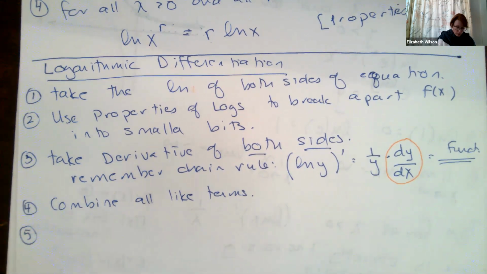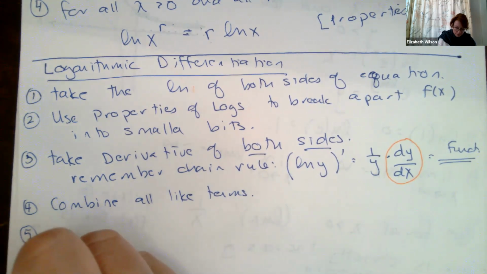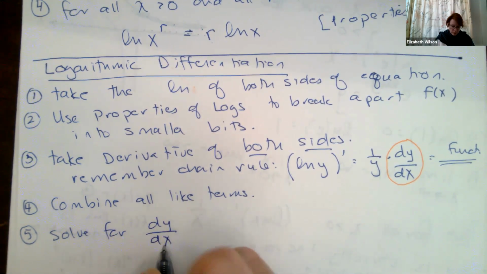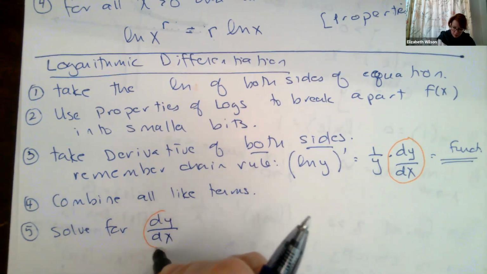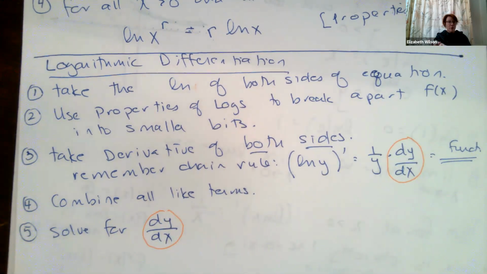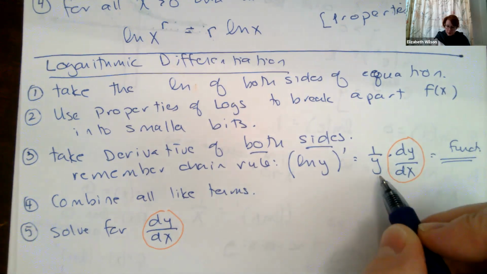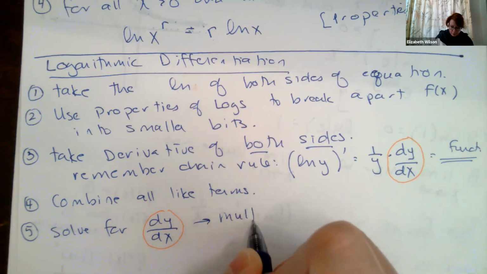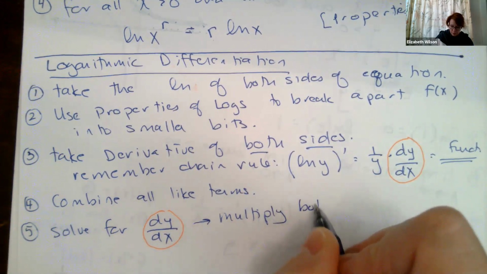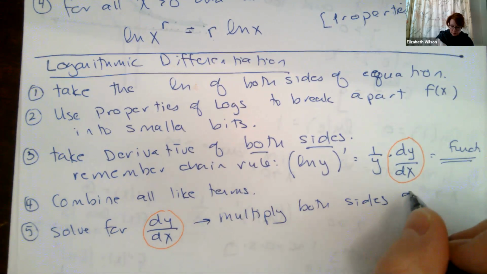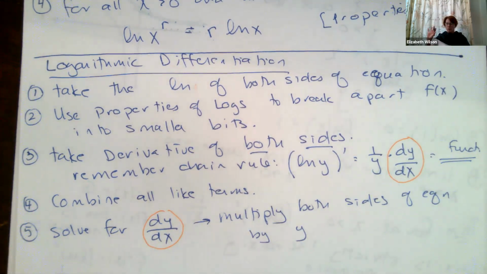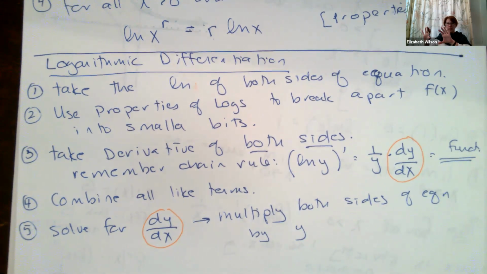Step 5, we're going to solve for dy dx. I'm going to circle this in orange to remind us that it's the same dy dx that we just circled over there. How we solve for dy dx means I'm going to multiply both sides of the equation by y. So on one side I have dy dx equals y times all this stuff, right?